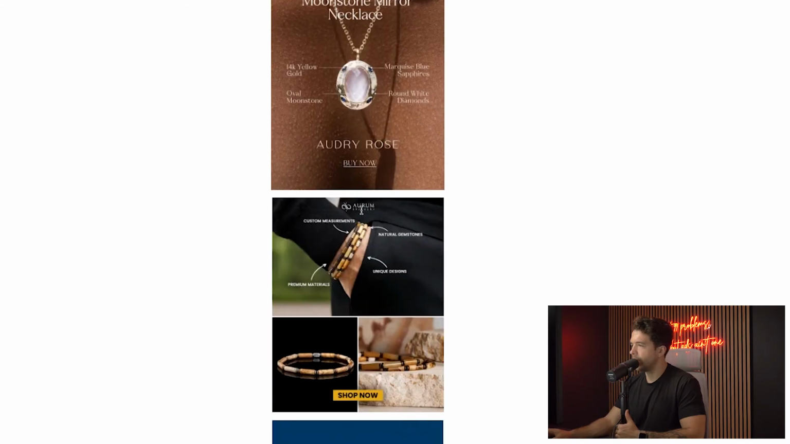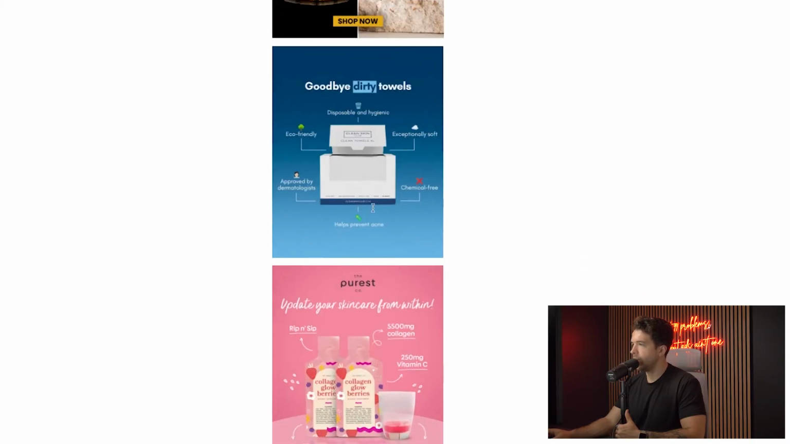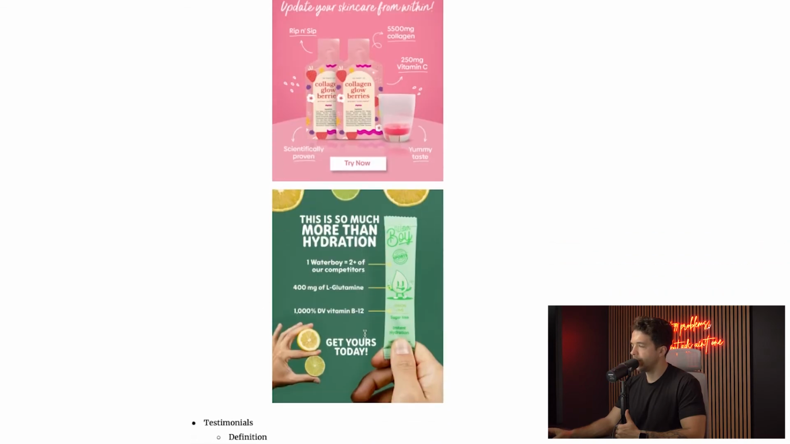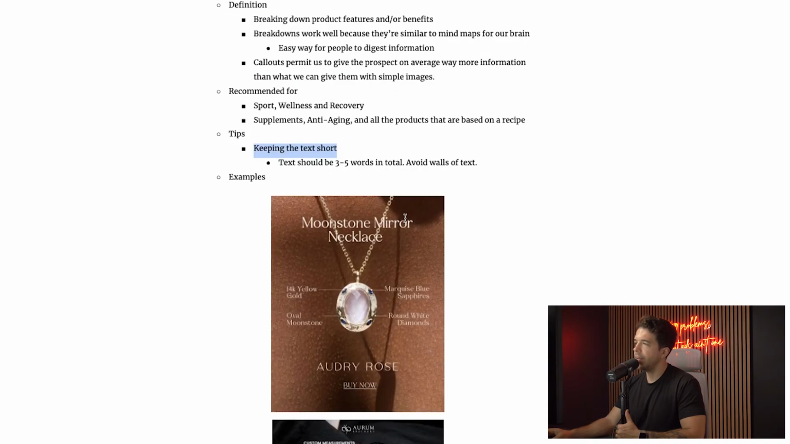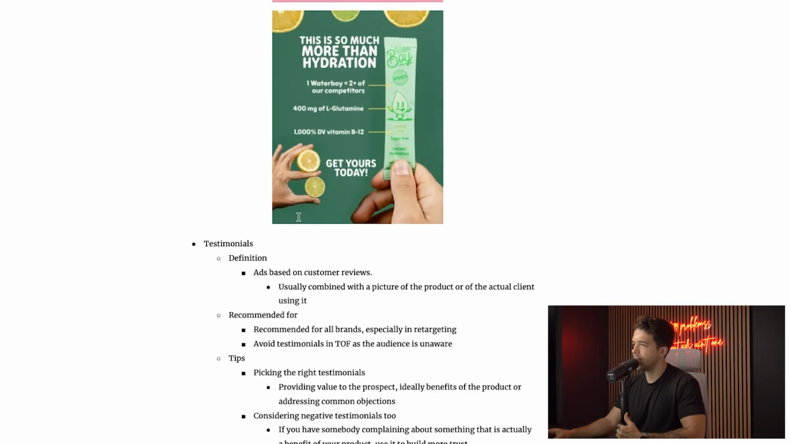Here you have more features, and this is an interesting grid that you can use as well. Here we have more features. Here we have the recipe. Here we have the recipe as well. So all these breakdowns are very, very powerful. They're very effective when it comes to getting sales.